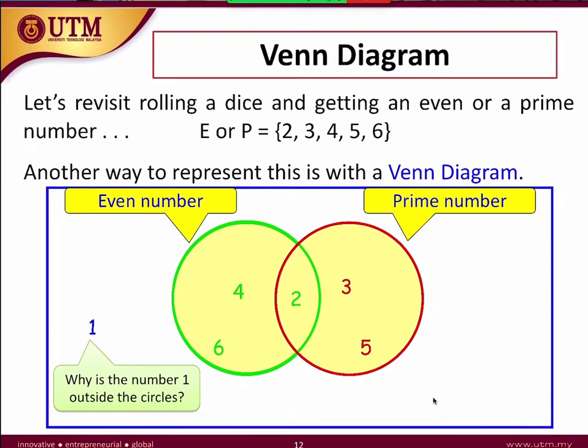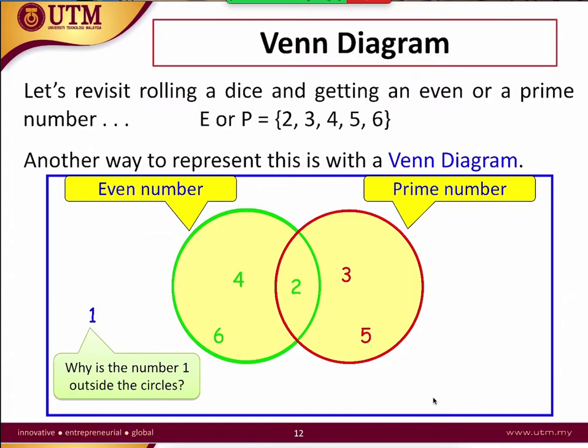Okay, so this is another example that we can use to see a Venn diagram. This is also very famous. The red circle represents prime numbers, and the green circle represents even numbers. So for prime numbers the possibilities are 2, 3 and 5, and for even numbers they are 4, 6 and 2.